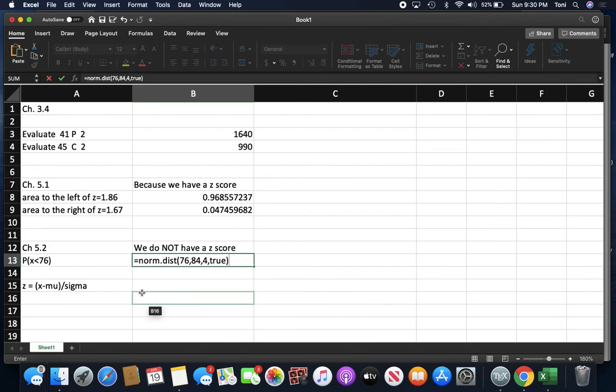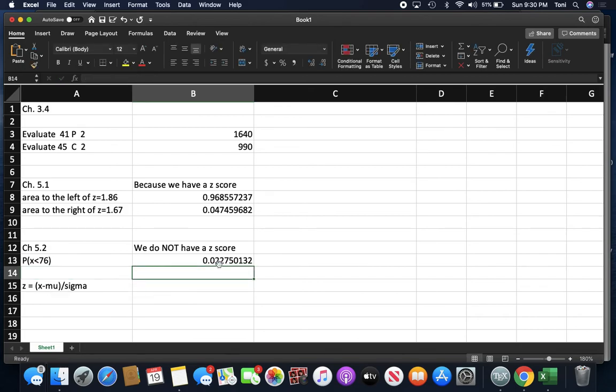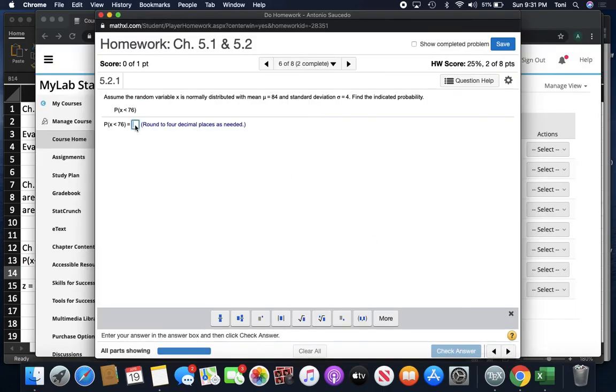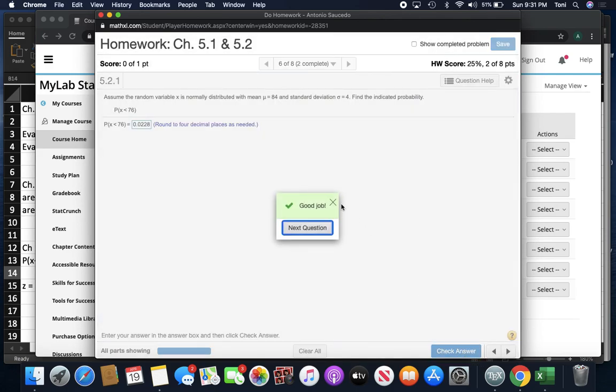Okay, so the probability that x is less than 76. Once again, this function is going to convert this x value into a z-score, and at the same time, it's going to calculate the probability. So that's really nice. Hit enter. It looks like the probability, also known as the area, is 0.0228 if we round off to 4 decimal places. Check answer, and there it is.